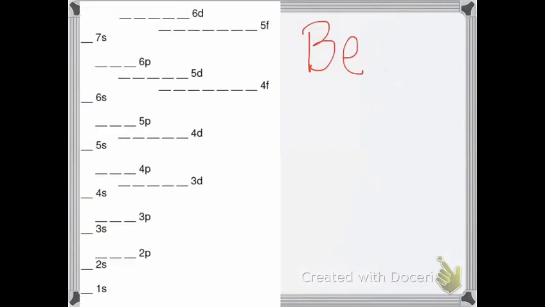Beryllium. If we're going to do an electron configuration, we need to know how many electrons it has. So how many electrons does beryllium have? I look at the periodic table and I look at the atomic number, right? It's number 4, so he's got 4 electrons. And so we're going to put those kind of like we put our hogs. We start at the lowest energy level. We always put our very first electron in 1s.